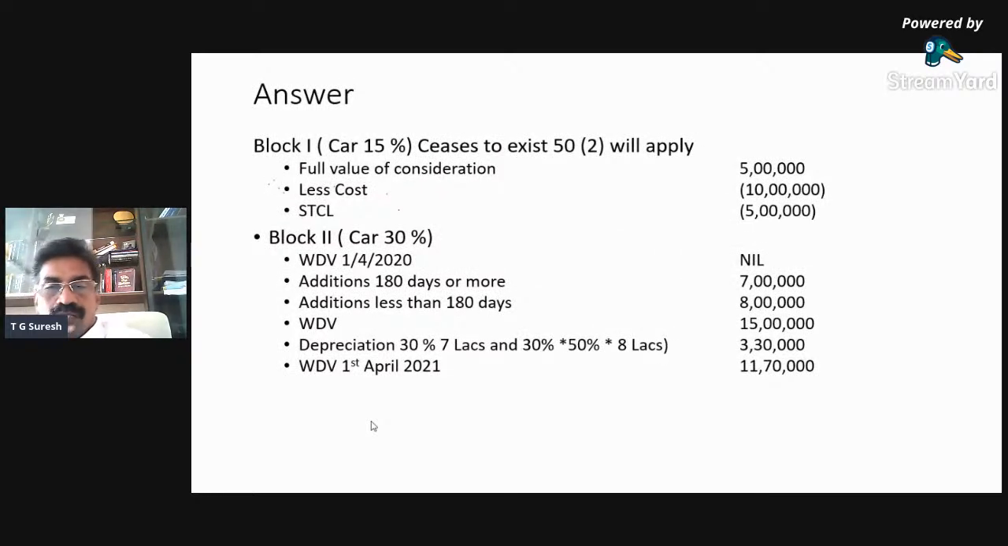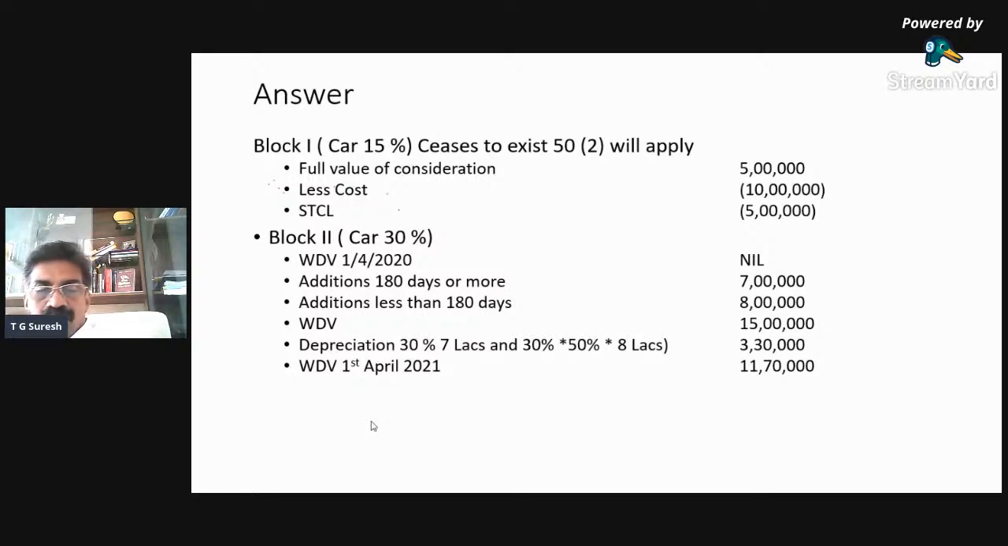So block 2 car 30%, there is no opening balance. So up to 4th October, as I already said, you will get full depreciation. So on that 7 lakhs, you will have 30%. On the 8 lakhs, which is put to use for less than 180 days, you'll get 30% into 15%. That will come to 1 lakh 20,000. So 30% of 7 lakhs, that will be 2 lakhs 10,000. So 330 will be the depreciation.